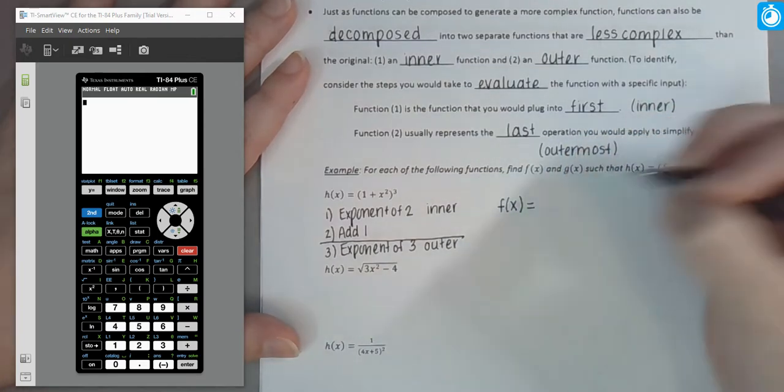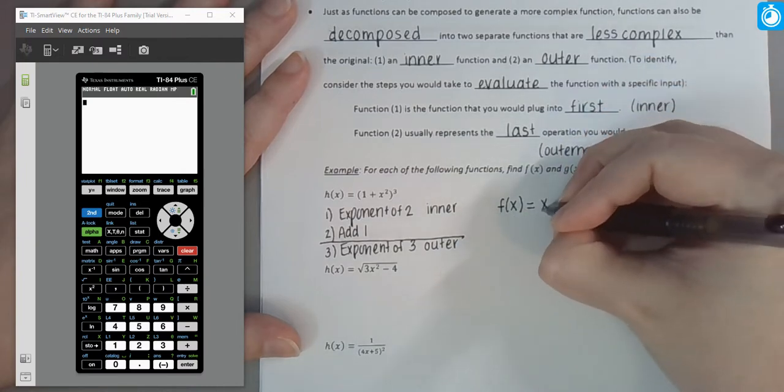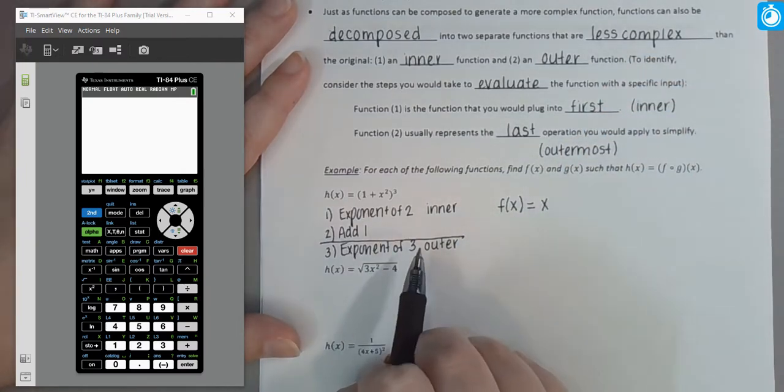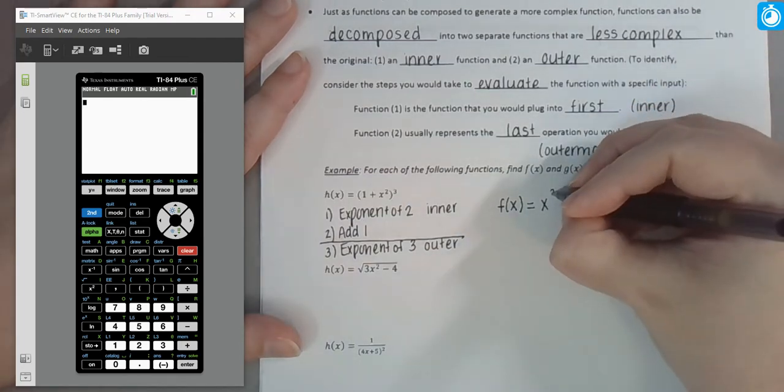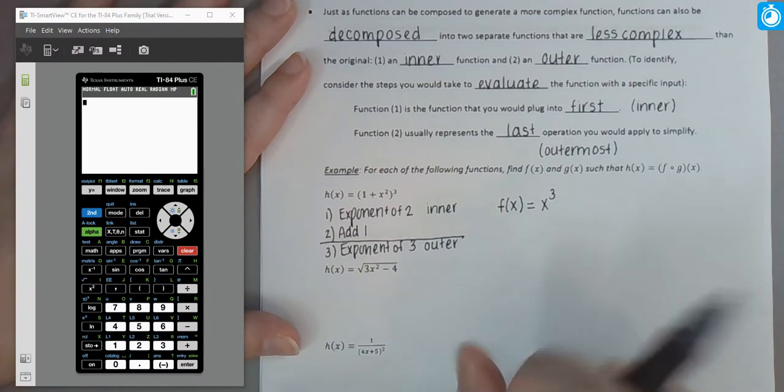So the way we would write that would just be take the input, whatever it is, in this case it's x, and just apply an exponent of 3. In other words, just cube it. So that's going to be our outer function.